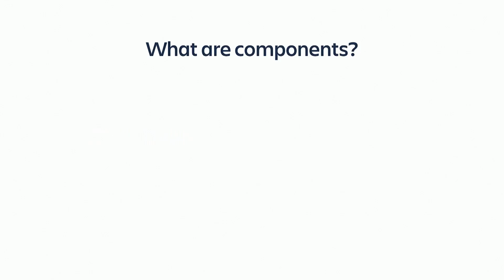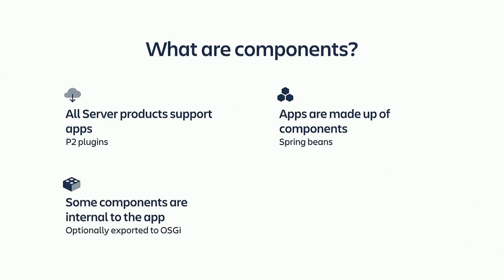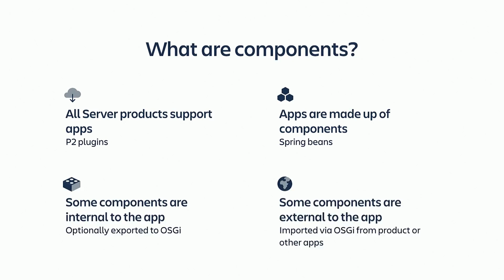So when I say components in the title of my talk, what am I actually talking about? Well, this is probably news to none of you, but all server products support apps, or plugins, as we would call them in the old days. Apps are made up of components, which really under the covers are Spring Beans. Some of those components are internal to your app, and you can export them to OSGi if you choose to. Whereas others belong to other plugins, and you import them from OSGi because you want to invoke some method on them.